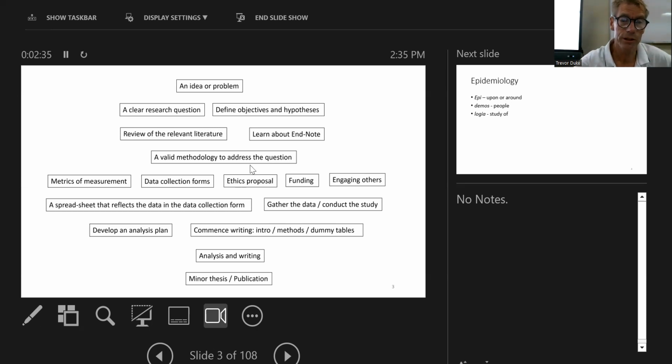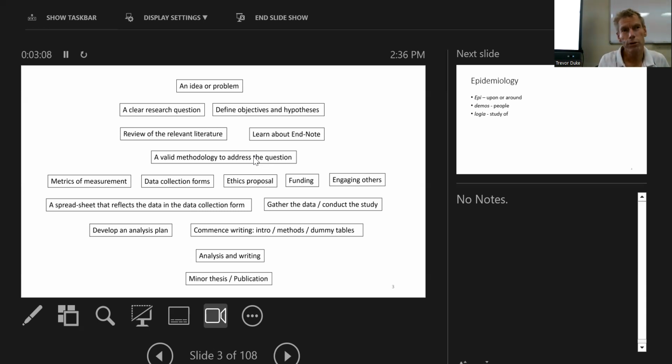So you need a valid methodology to address the question. And some of the things that I talked about before, like case control study or cohort study or randomized trial or just observational study, these are the methodologies with which you would answer the question. And the type of methodology you choose depends on the type of research question that you want to pose, and also the time you have and the resources you have, right?